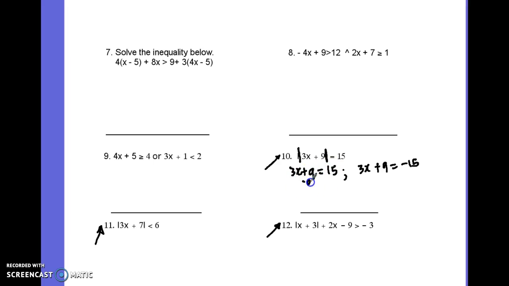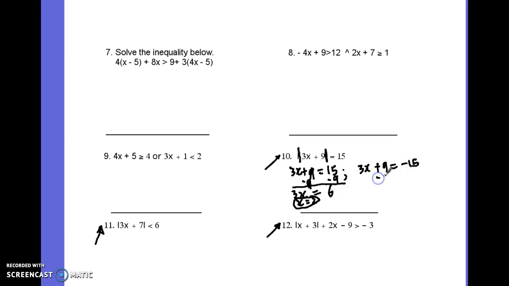First step, subtract 9 from the left side of the equal sign and also from the right. What do I get? This is gone. 3x will be equal to 15 take away 9 is 6. When we divide both sides by the 3, as you know, we get x equals 2. That's one answer. Remember, you're going to get two answers.